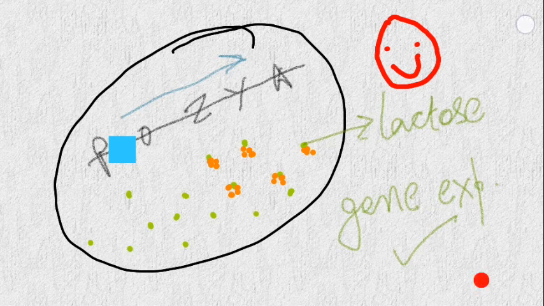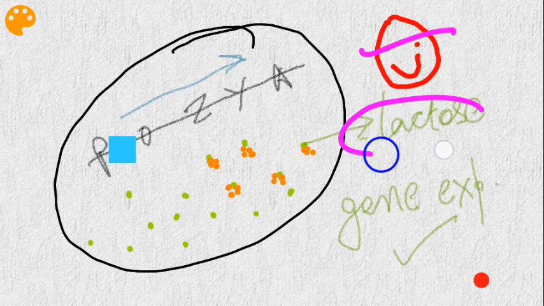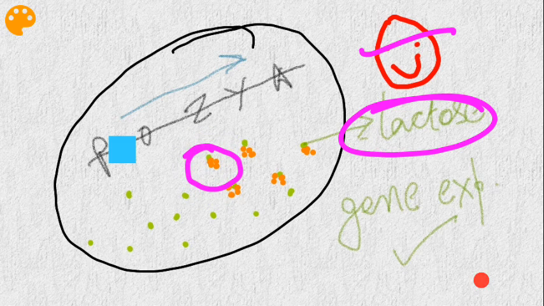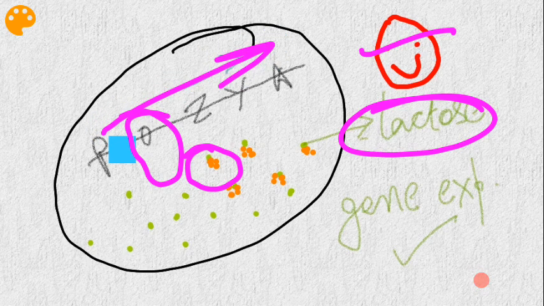In this case, you can see that the bacteria does not have glucose to utilize, but it is happy. Why? Because it has lactose in the medium. So in that case, the repressor protein will remain busy binding with lactose and the operator region will be free. Here RNA polymerase will come and bind and begin the gene expression.